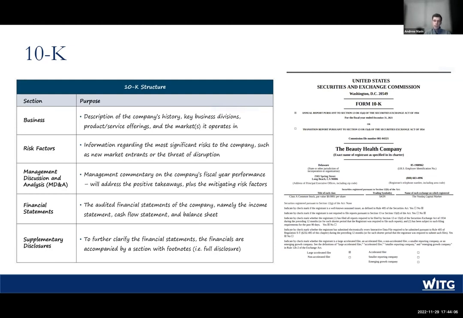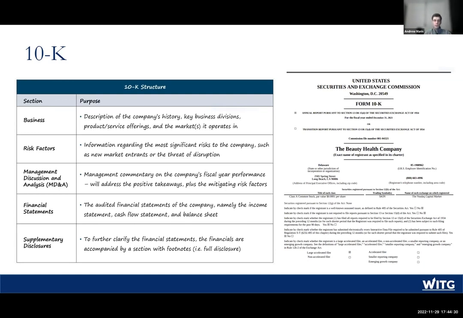Then there's management discussion and analysis, also known as MD&A. This is management providing some commentary on the company's performance in the past year, things that went well, things that didn't go well. This is a really good way to understand what happened this past year. Instead of just looking through a bunch of news articles, this does a really good job of summarizing all that information in one place.